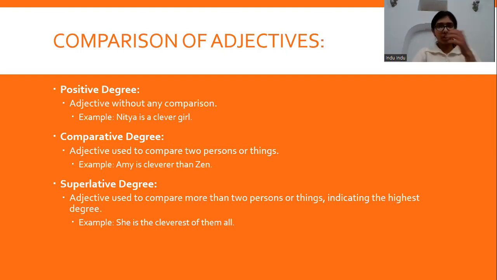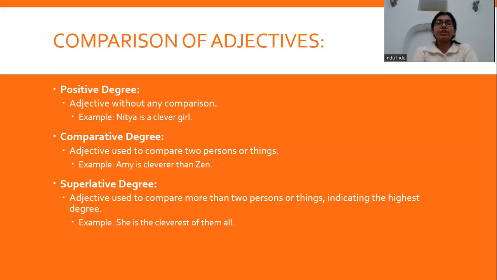Now, talking about the comparative degree, it is an adjective used to compare two persons or things, right? Amy is cleverer than Zen. It is the comparative degree. So the clever is followed by an er, right? Amy is cleverer than Zen.